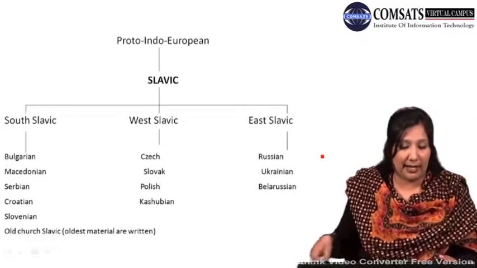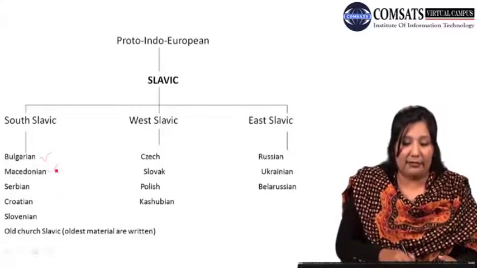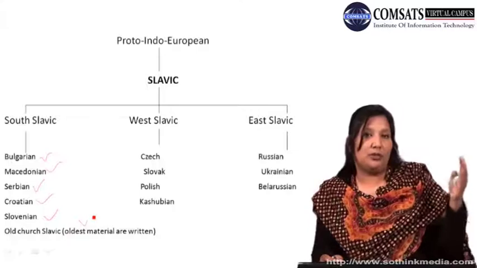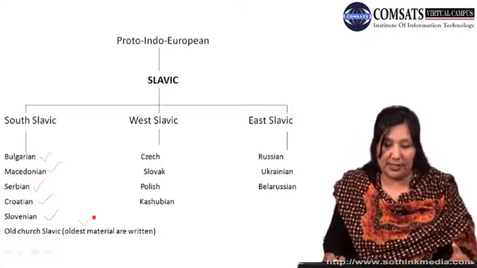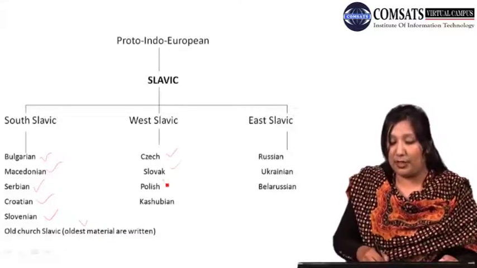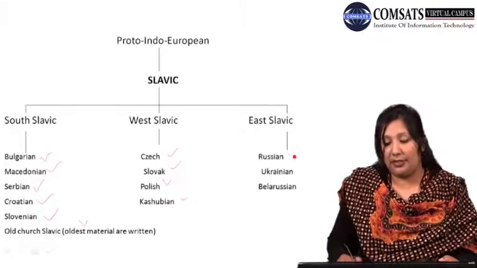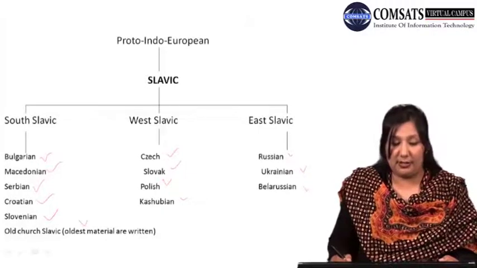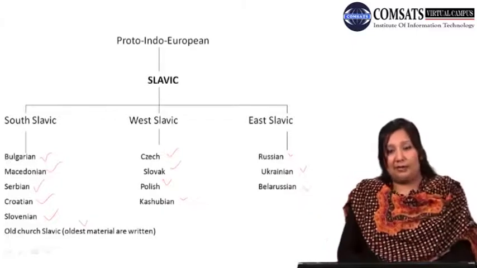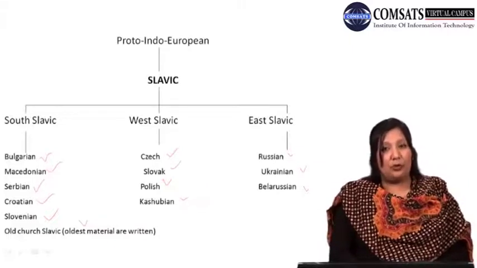In South Slavic we have Bulgarian, Macedonian, Serbian, Croatian and Slovenian. Then we come to West Slavic. We have Czech, Slovak, Polish and Kashubian. In East Slavic we have Russian, Ukrainian and Belarusian. Is there any language that you have heard about out of these Slavic languages? Within Slavic we have Czech, Slovak, Polish and Hungarian.